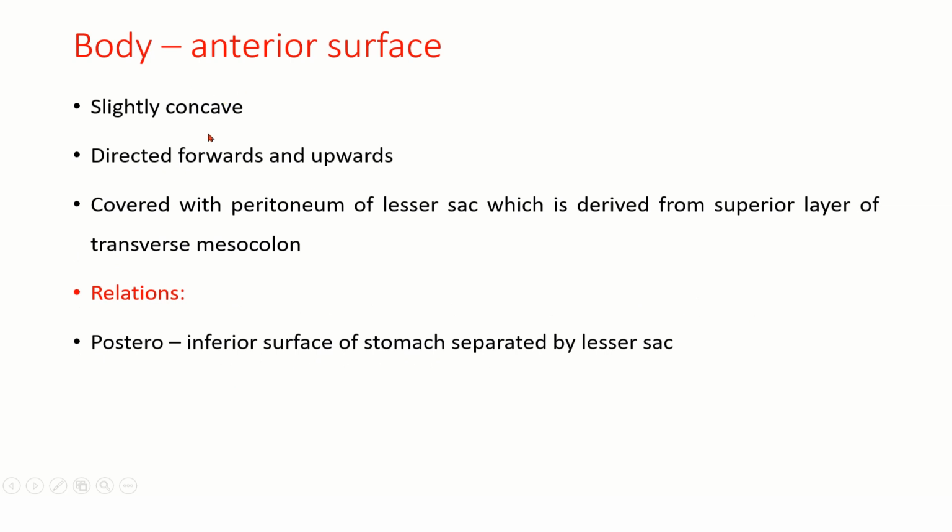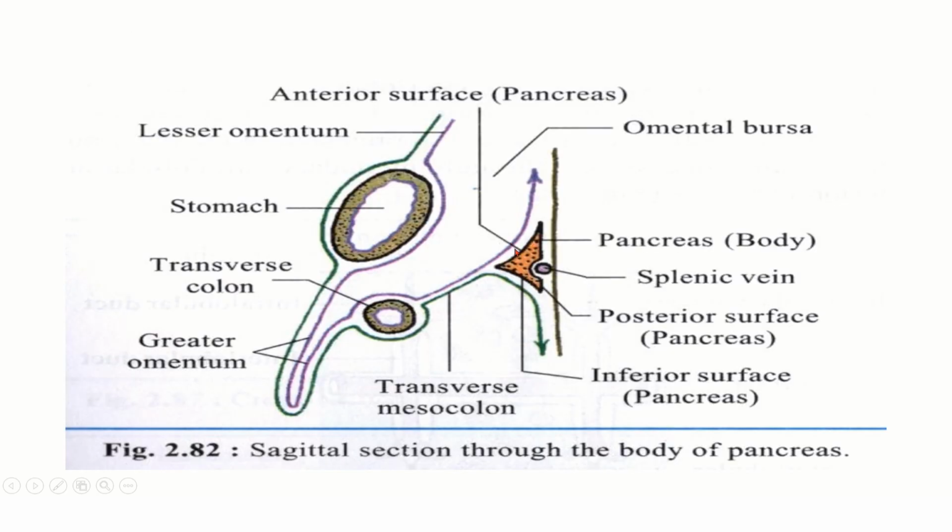Anterior surface of the body is slightly concave, directed forwards and upwards, covered with peritoneum of the lesser sac, which is derived from the superior layer of the transverse mesocolon. Relations: related to the posterior inferior surface of the stomach, separated by the lesser sac. You can see here, this is the anterior surface or anterior superior surface related to the stomach, separated by the lesser sac, covered by the peritoneum, which is derived from the superior layer of the transverse mesocolon.